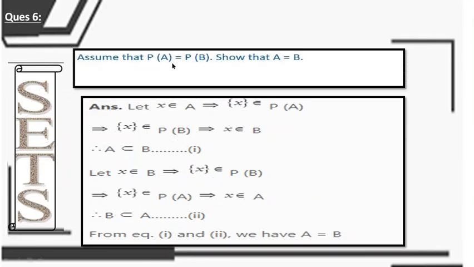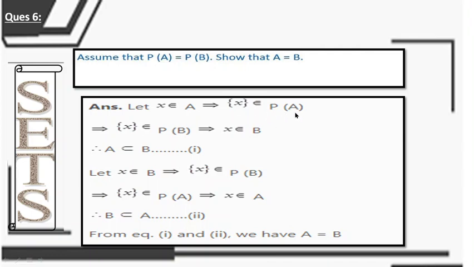Now assume that P(A), the power set of A, is equal to the power set of B. So we have to show that A is equal to B. Again, let's prove generally. Let's take x belongs to A. If x belongs to A, it means this set {x} is an element of the power set. It belongs to the power set of A.